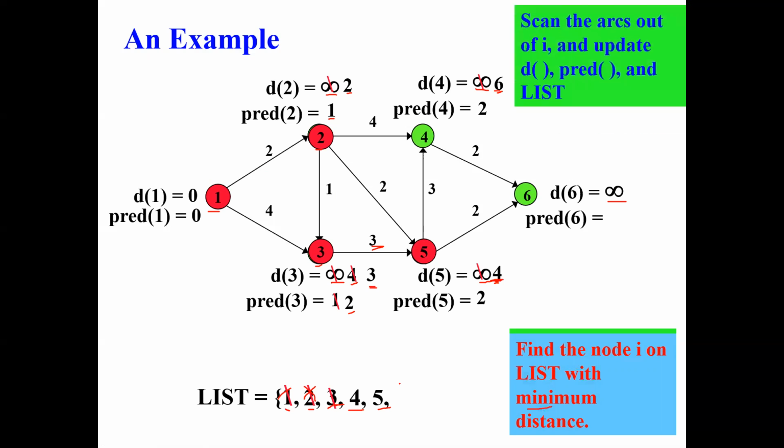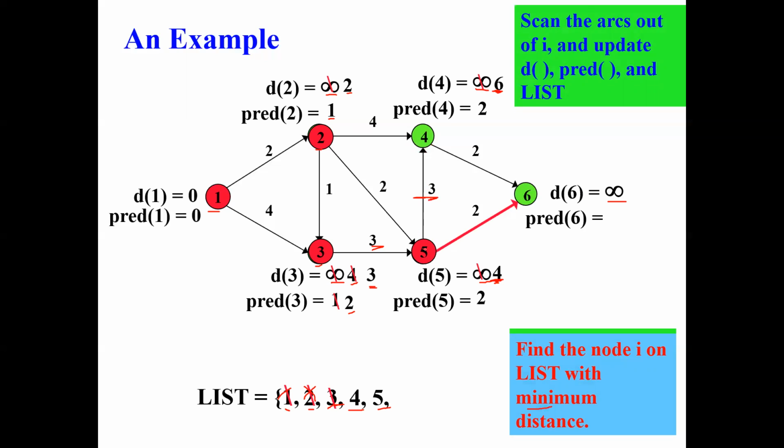So if you look at 4, from 5 to 4, distance is 4 plus 3, the distance is 7. So you don't update because 7 is greater than 6. Okay, so this is not making an improvement. Going to 4 from 5 is a larger distance than going to 4 from 2. So we don't update.